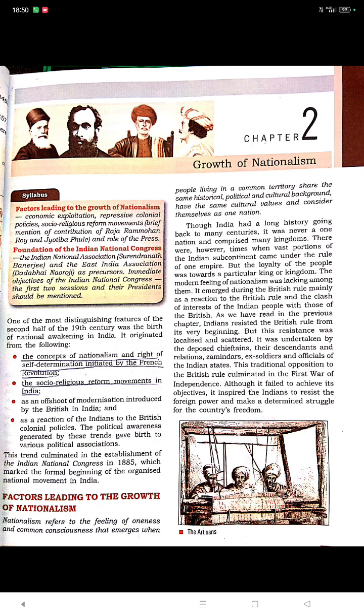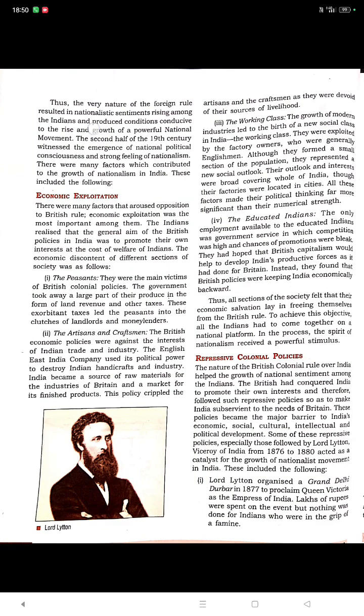Okay, next, go to next page. This paragraph I am leaving. Next, the economic exploitation. Here the points I've given, 1, 2, 3, 4. 4 points are there. Let's see.